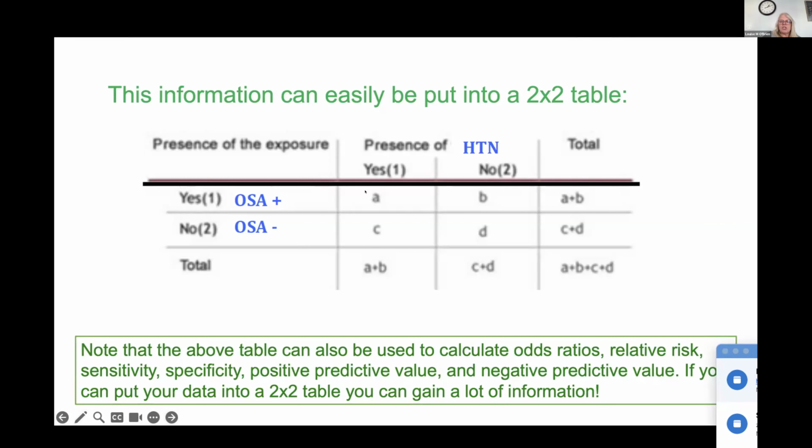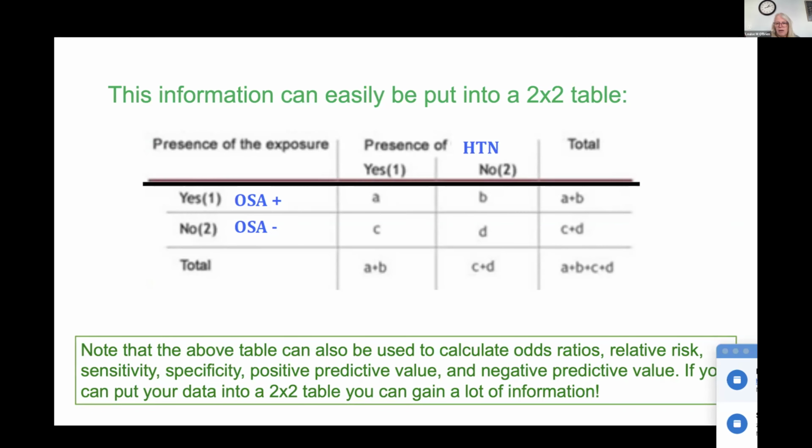And then you have this 2x2 table, right? You've got A, B, C, D cells, and then you've got the totals. So you've got A plus B, C plus D, and then you can do it vertically, right? If you remember the order, the A, B, C, D order for these, this 2x2 table can do a multitude of things. We're talking about it here in looking at chi-square, but you can calculate odds ratios, relative risk, sensitivity, specificity, positive and negative predictive values, and so forth.